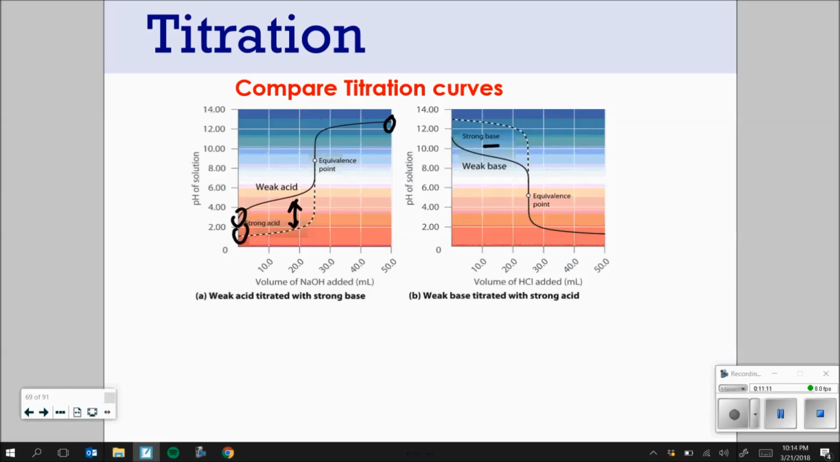Same with strong base and weak base. My strong base starts up here, my weak base starts a little bit lower. Their equivalence points are also important, and it's important to note the difference between the equivalence points of the two. If I've got a weak acid titrated with a strong base, my equivalence point is actually between 8 and 10. And if I've got a strong acid over here, my equivalence point is actually between 6 and 4, because it's going to be a stronger acid, so the pH is going to be slightly more acidic.